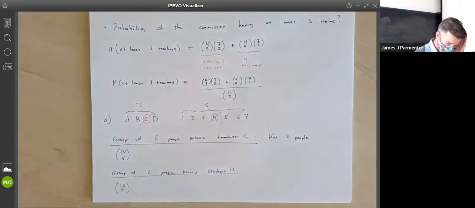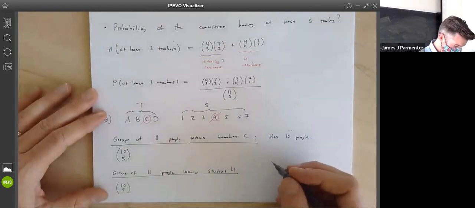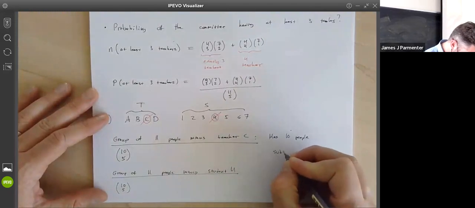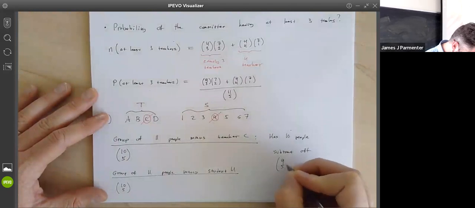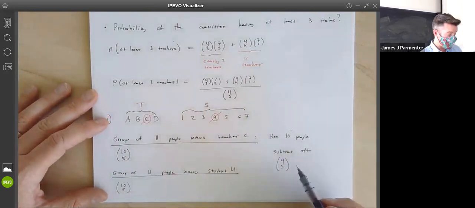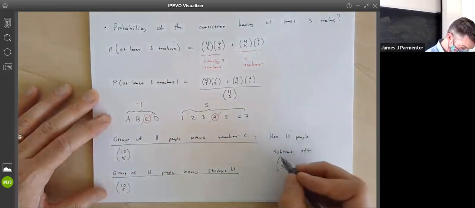So I think what we have to do is, it's like the intersection thing, or right when you're trying to find the union, A union B is equal to the probability of A plus the probability of B minus the probability of the intersection. I think that's what's going on here. So what I think we have to do is actually subtract off 9 choose 5 for the number of ways of picking any 5 from the people that aren't C or 4.